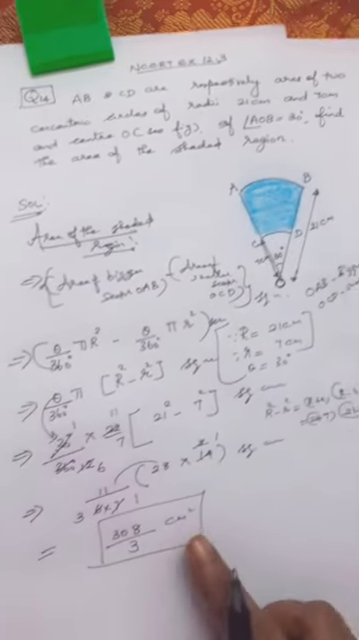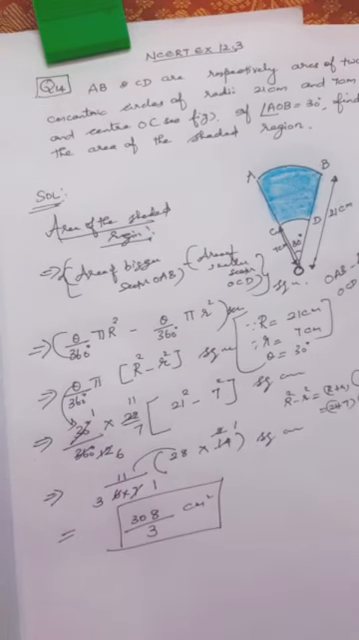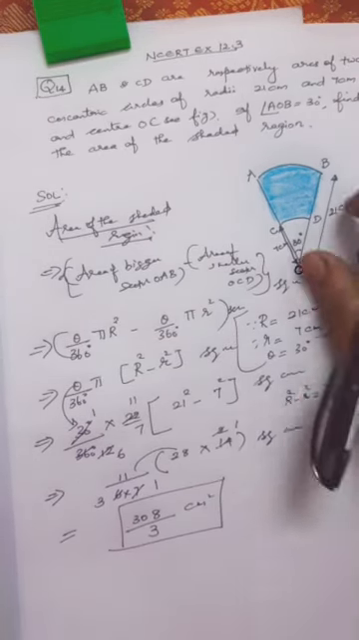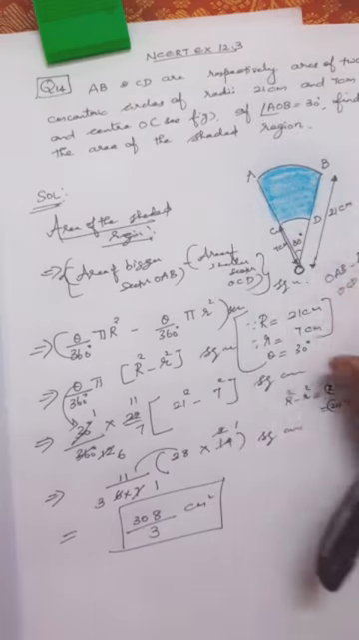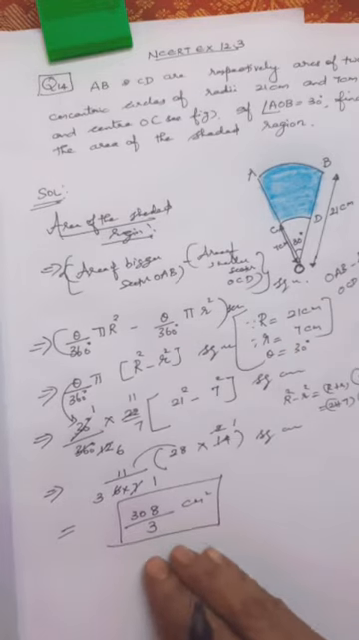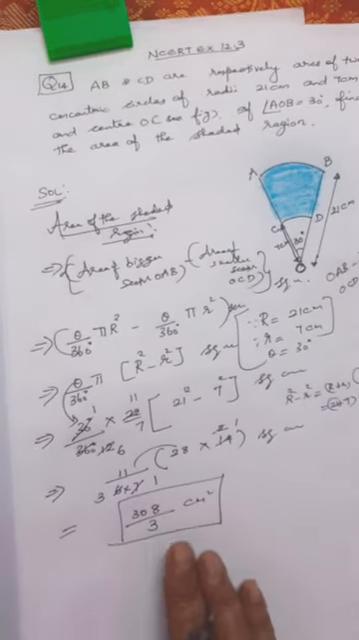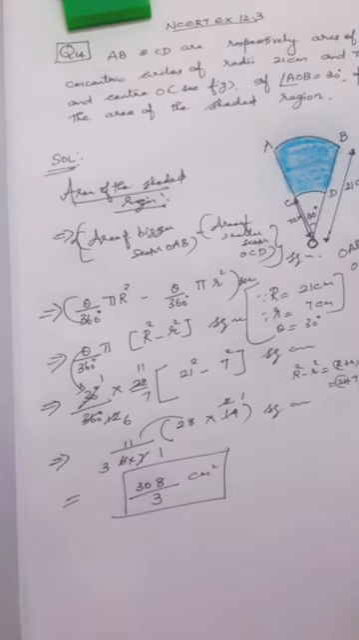So the area of the shaded region is 308 by 3 centimeter squared. I hope the solution is clear, since it's a very simple figure. All these details are given. We are just substituting in the formula and we have obtained the area of the shaded region, that is 308 by 3 centimeter squared.